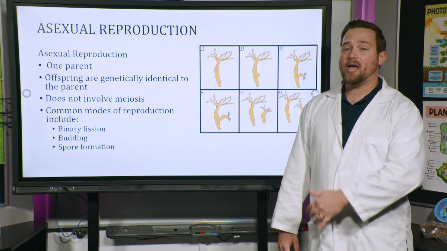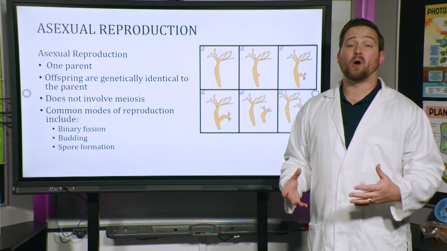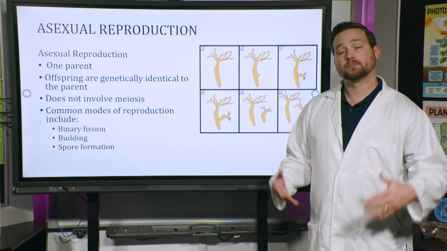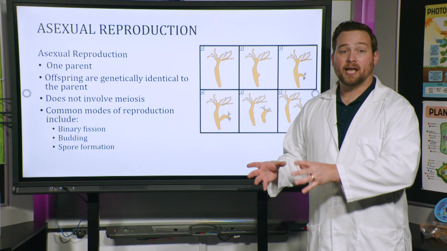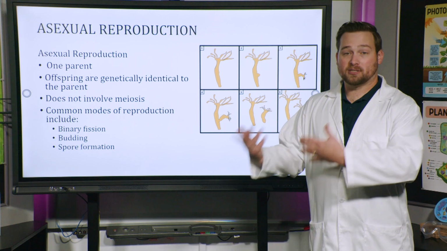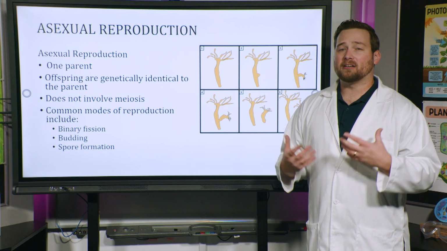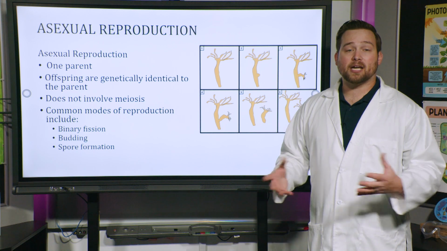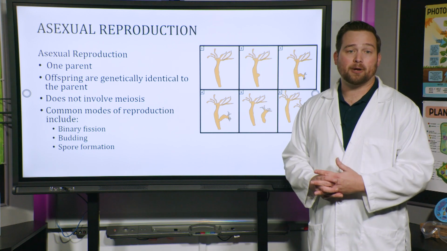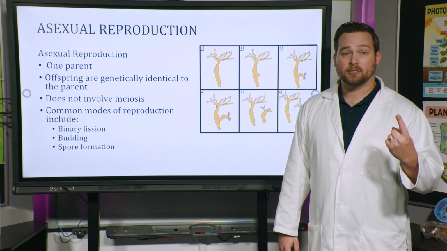I talked about this at the beginning of the year, but it's been a while, so I want to refresh your memory. What is asexual reproduction? Well, it's reproduction that happens without sex. A lot of single-celled organisms do this. In asexual reproduction, you only have one parent.